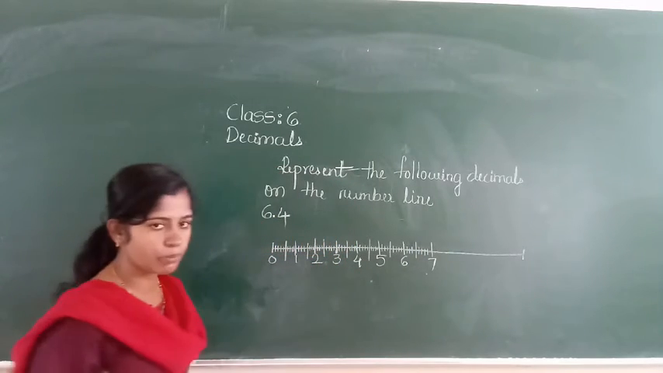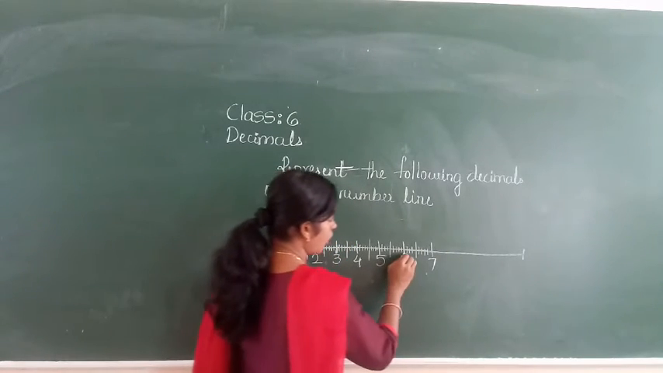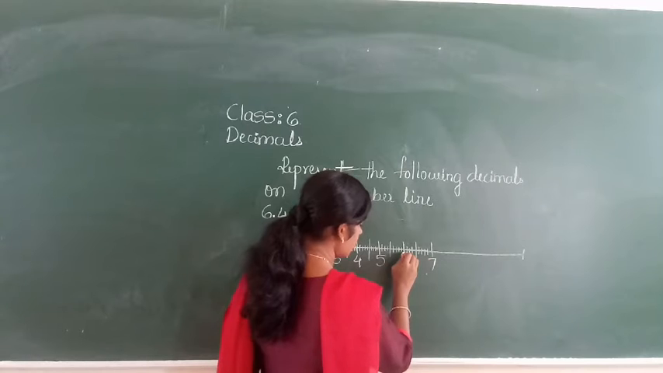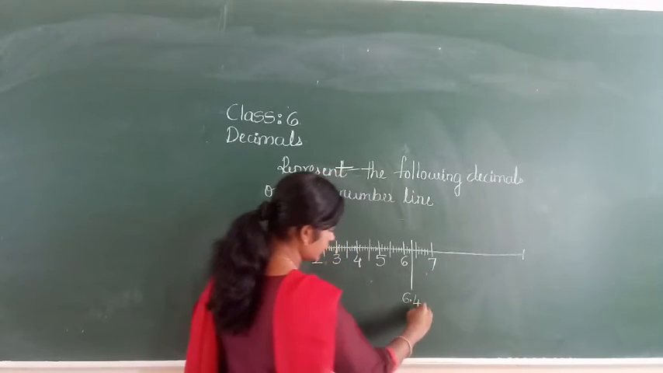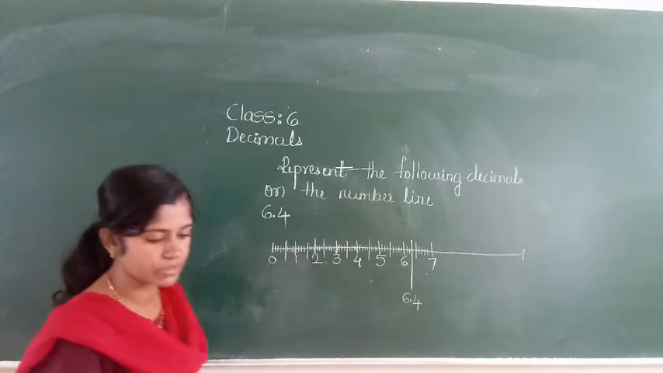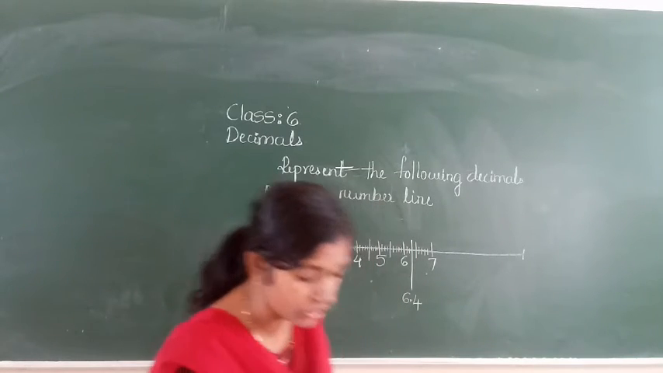Then 6.4 is there, means see here, on 6 you have to take 1, 2, 3, 4. So 6.4 will come here. This type you have to represent. Then see what the next question is.